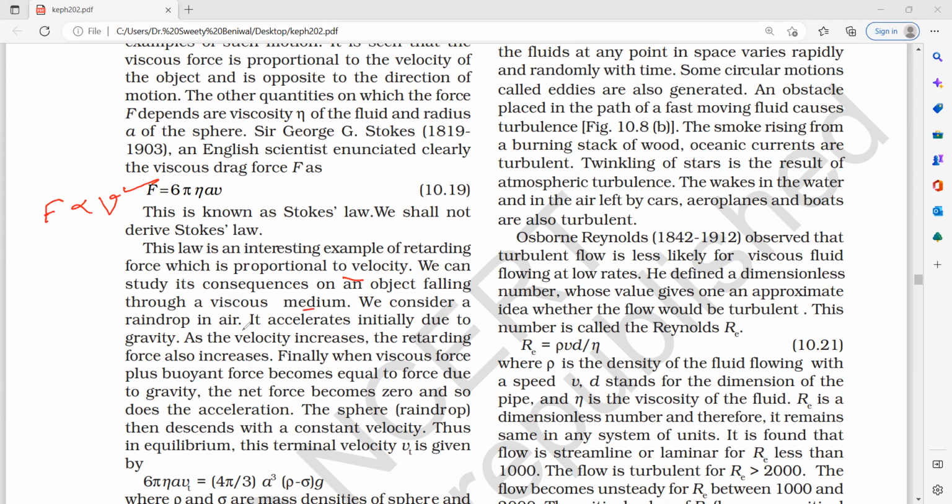We consider a raindrop in air. It accelerates initially due to gravity. It will go speed up, speed up, speed up due to gravity. But as the velocity increases, the retarding force also increases because they are linearly dependent. Finally, when viscous force plus buoyant force becomes equal to the force due to gravity, the net force becomes zero, and so does the acceleration. The spherical raindrop then descends with a constant velocity, and thus in equilibrium, this terminal velocity vt is given by this equation.